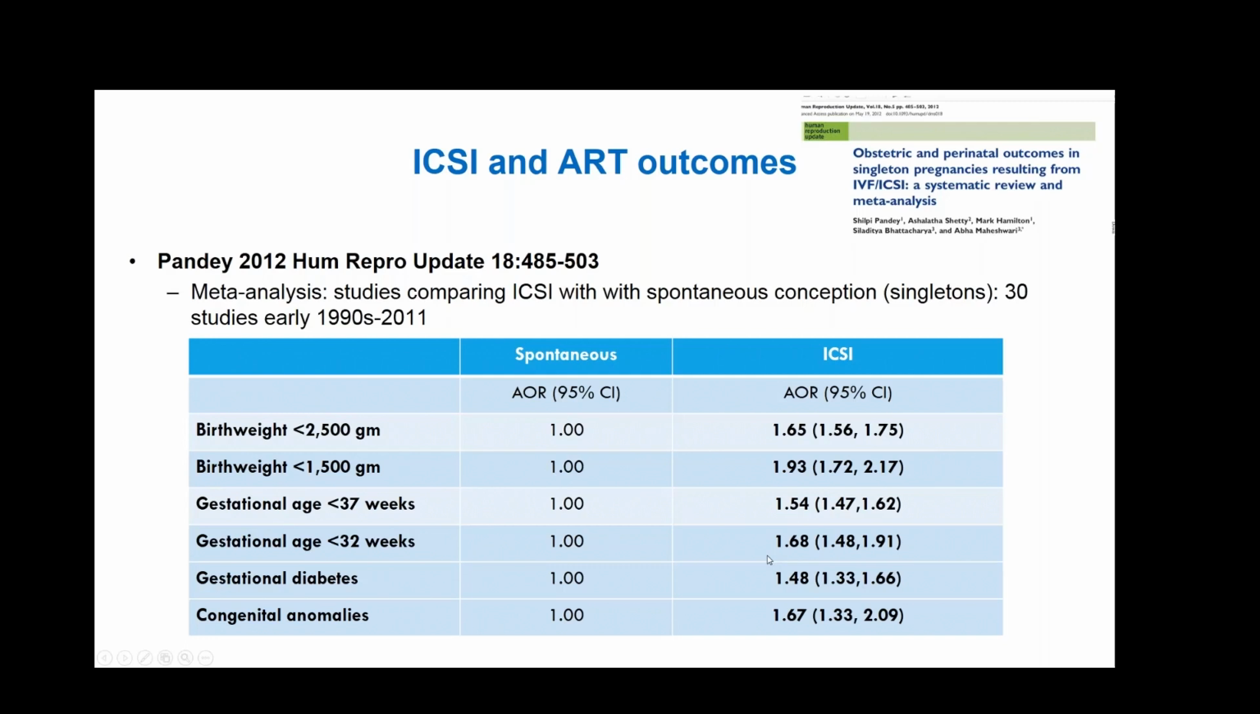The pregnancies themselves had higher rates of gestational diabetes, as well as pregnancy hypertension and premature rupture of membranes. I'm showing only gestational diabetes here. In addition, the rates of congenital anomalies were also reportedly higher in the ICSI group.